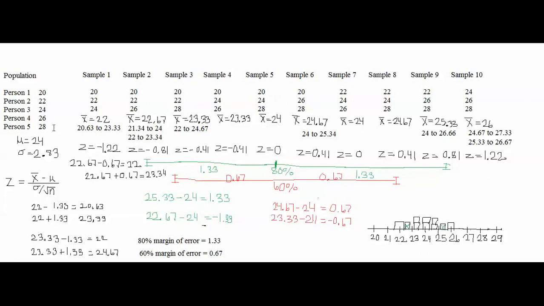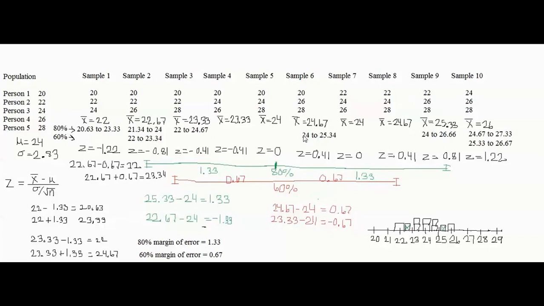So right here, we'll say that these are the 80% confidence intervals. These in this row are the 60% confidence intervals. I wanted to point out that this confidence interval right here is one of the 60% confidence intervals, because it might be a little bit difficult to see which row it's in. This is actually in the bottom row with the other 60% confidence intervals.